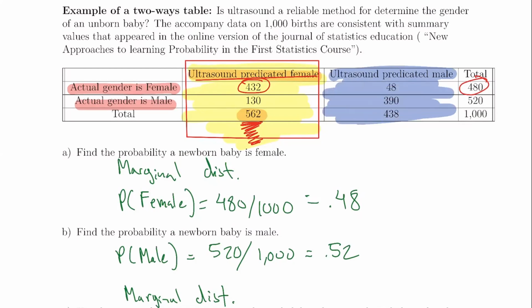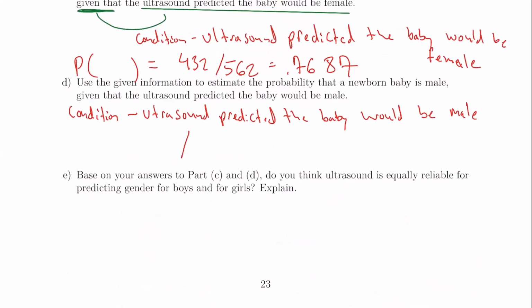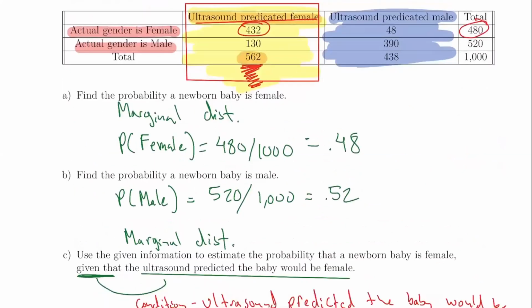All right. So let's go ahead and find this. So how many total babies were predicted by the ultrasound to be male? 438. So yeah, it's 438, because that's how many total babies were predicted to be male. Of the 438, how many of them actually turned out to be male? There you go, 390.